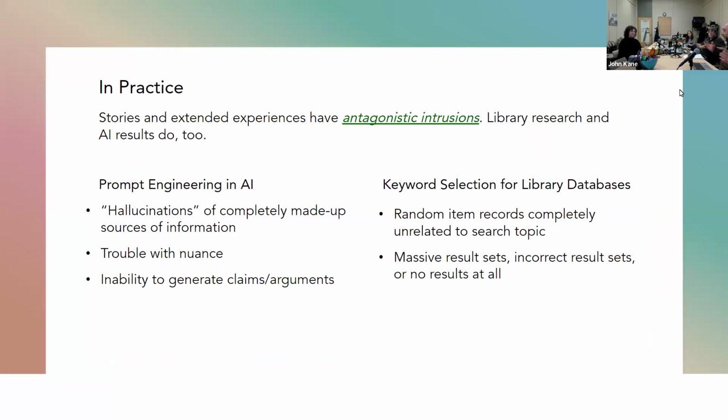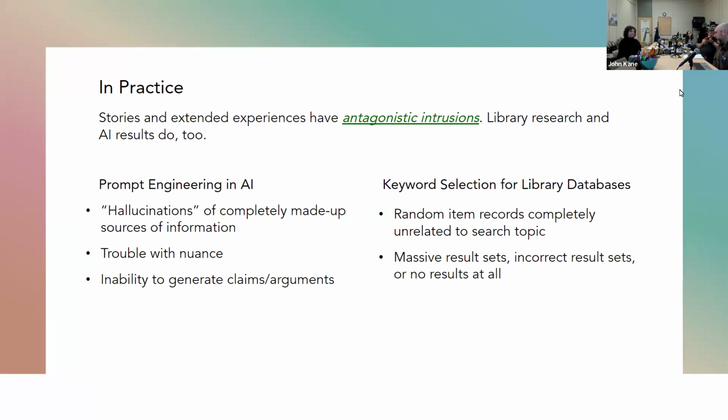And stories have a protagonist, that's the student, and they have an antagonist. That's going to be, in this case, the AI or the library database. So in terms of using artificial intelligence to help you write your paper ethically, you're going to have big problems. One of them is that the computer will, as the experts call it, hallucinate and simply make things up, which I'll show you in a minute or two.